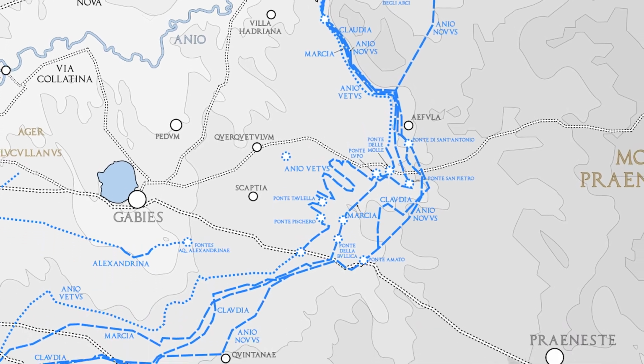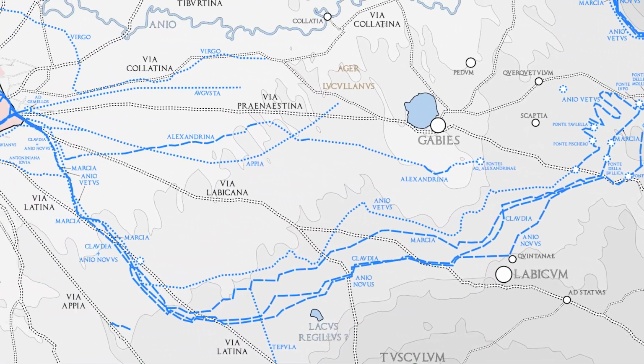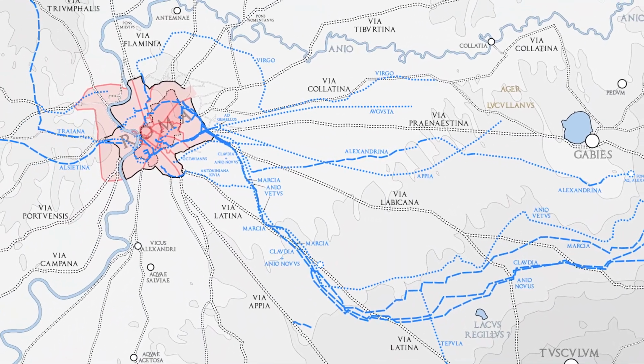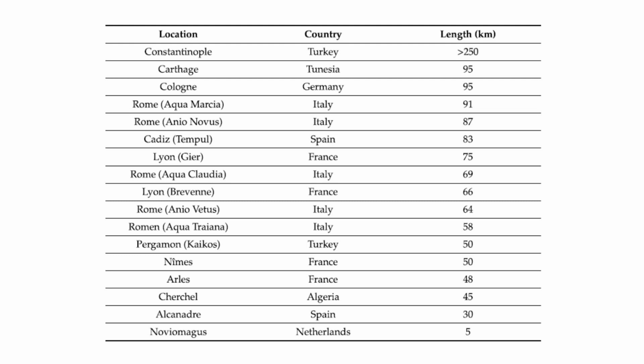The length of the aqueducts varied from 17 to 90 kilometers. In total, the length of all aqueducts supplying Rome was 440 kilometers. Here is a table of ancient aqueducts with lengths. The longest, in Constantinople, was as much as 250 kilometers, and 4 of Rome's 11 aqueducts were longer than 50 kilometers.